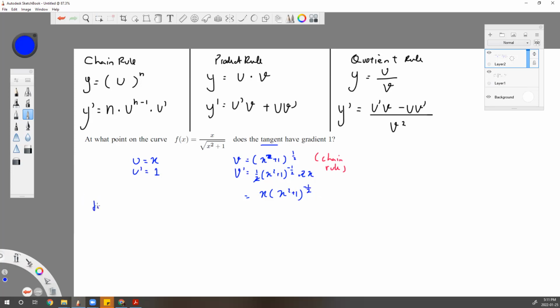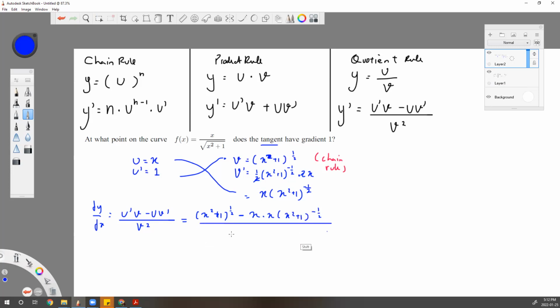So the dy/dx is equal to u'v minus uv' over v squared. So u'v here, 1 times the number itself, or the v, x squared plus 1 power half, subtract uv', x times x, x times x times x squared plus 1 power negative half over v squared. I think we are done until here.